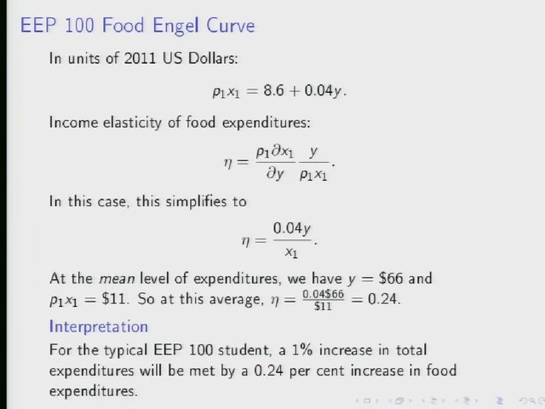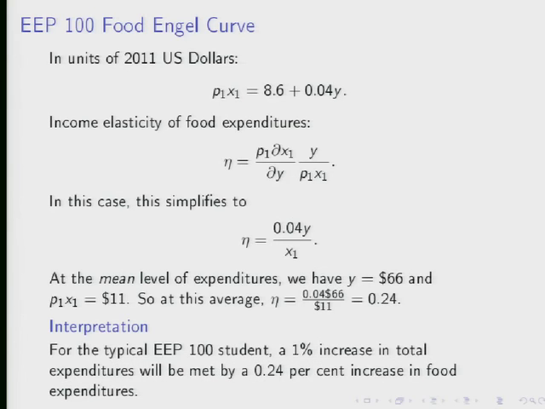Okay, so eta is equal to 0.04y divided by P1 x1, so it should be divided by total food expenditures. In this case, y on average for the class is equal to $66 per day. We have average food expenditures, P1 x1, equal to $11 per day. So to figure out eta at the average for the class, we have 0.04 times $66 divided by $11, and that gives us a dimensionless result. That's the point of elasticity. There are no units: 0.24.